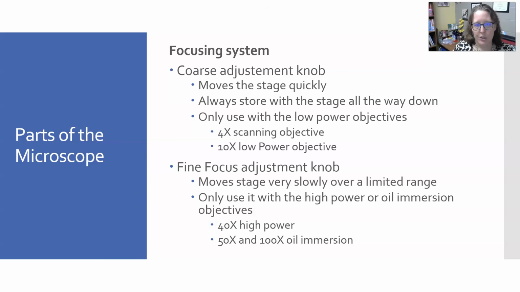You would use the coarse adjustment knobs only with the low power objectives, so 4x scanning and 10x low power. And then your fine focus adjustment knob moves the stage very slowly, just like one focal depth at a time, and you should only use it with the high power or the oil immersion objectives.